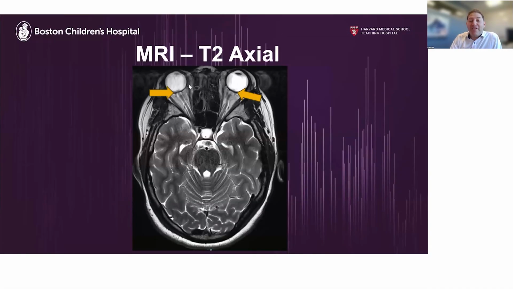On MRI, you can see the papilledema extruding into both eyes. I like to use the T2 axials for this because water is white on them. So if the optic nerve is really swollen, you can see through. It's not the most accurate thing, but it's something I look for. And she has flattening of her globes and dilation of her optic nerve sheaths.